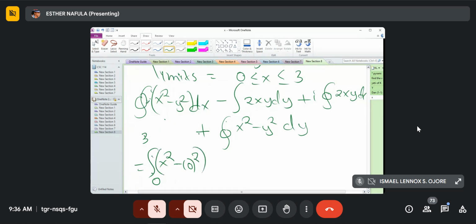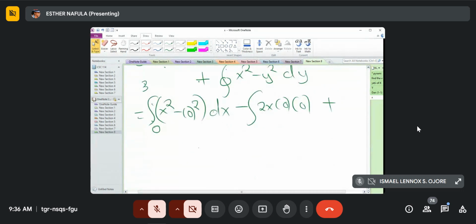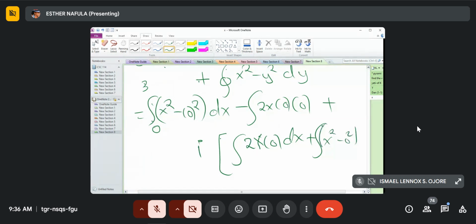Some people will start asking where the y went, so let me show it. dx minus 2 times x, our y is 0, our dy is also 0, plus i times 2xy dx, where y is 0, plus x squared minus y squared, x squared minus 0 squared, times dy, and our dy is 0. So clearly these terms will go to 0. So you only have two terms. That's for the first curve. X squared minus 0 is just x squared.